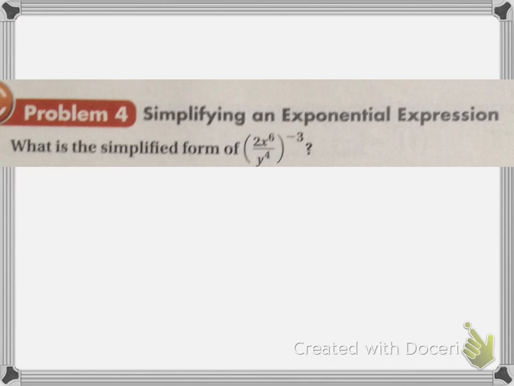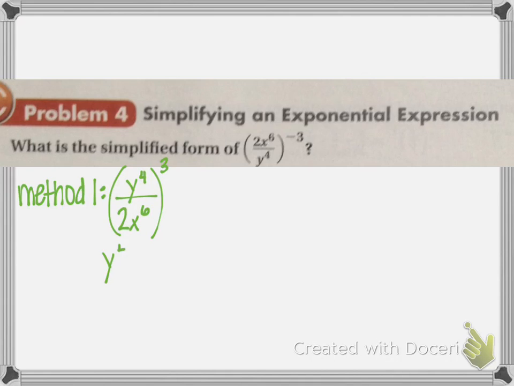Okay, example 4, simplifying an exponential. I need you to take this a step at a time because it can get kind of crazy. There's 2 ways we can do this. I'm going to call it method 1, and then we'll call the other one method 2. You could go ahead and handle this negative exponent from the get-go, and that's what I'm going to do because I don't like negative exponents. A negative exponent on a fraction flips the fraction. So that's actually going to be y to the 4th over 2x to the 6th, to the 3rd.